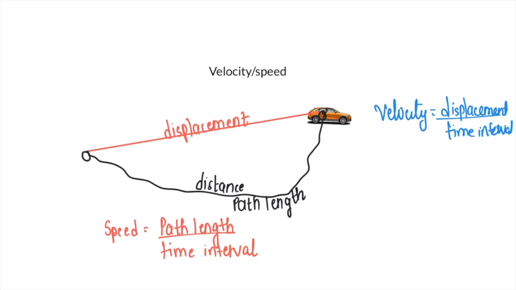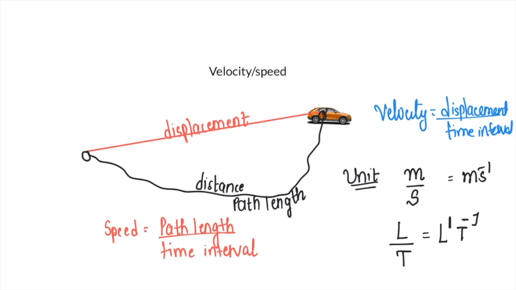Now displacement has a unit of meter, upon time, which is second, that is meter per second. Meter is nothing but length and second is nothing but time, that is L^1 T^-1. So distance covered per unit time is called speed, that is the path length per unit time interval. Here distance is called a scalar quantity while displacement is called a vector quantity.